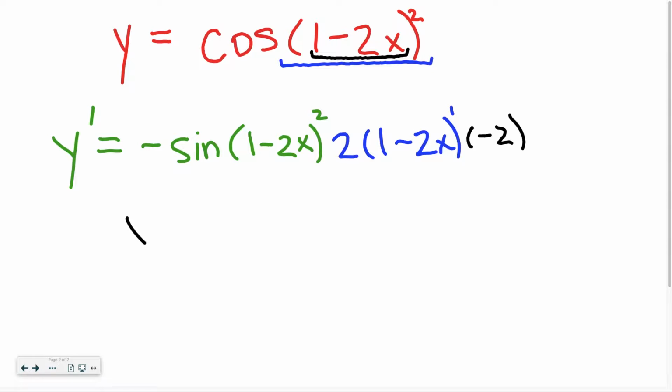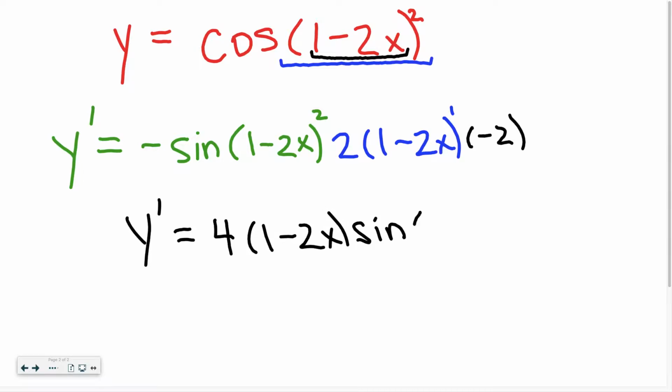Okay. So if we wanted to make it look prettier, we would have 4 times (1 minus 2x) times the sine of (1 minus 2x) squared. That would be a way to make it look prettier, but you don't have to. No, because we have negative 2 times positive 2 times this negative up here.